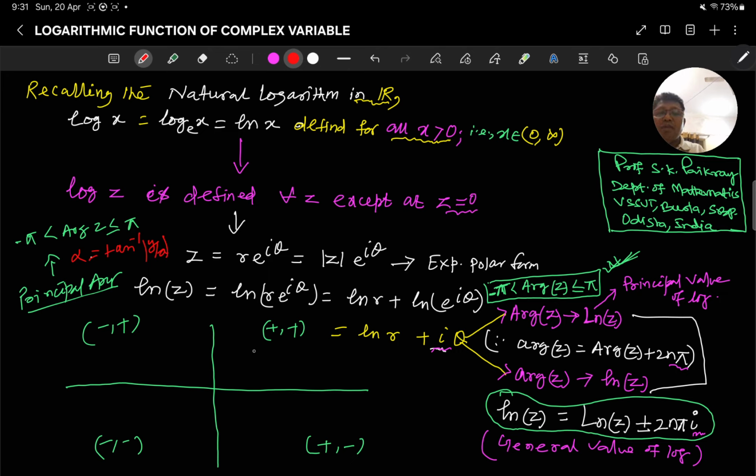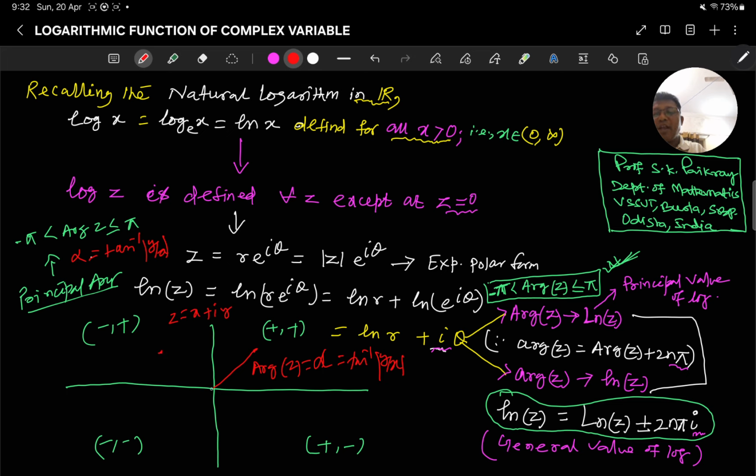So if my z is here, x plus iy, then what is the principal argument? Here Arg z will simply be alpha, where alpha is tan inverse of mod y by x. If it is in the second quadrant, then it will be here.